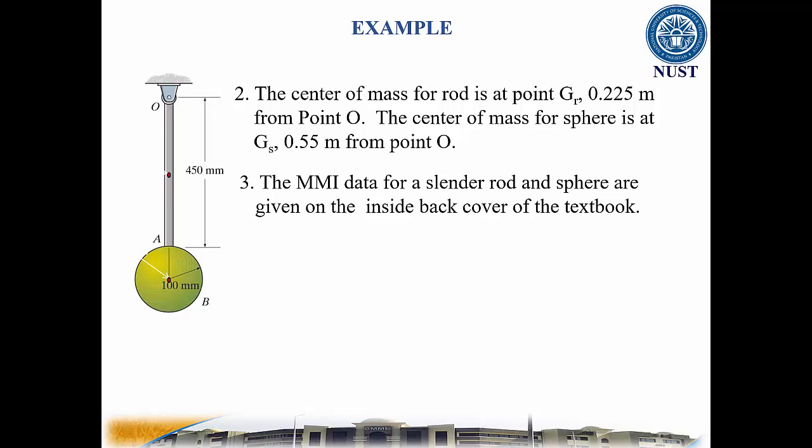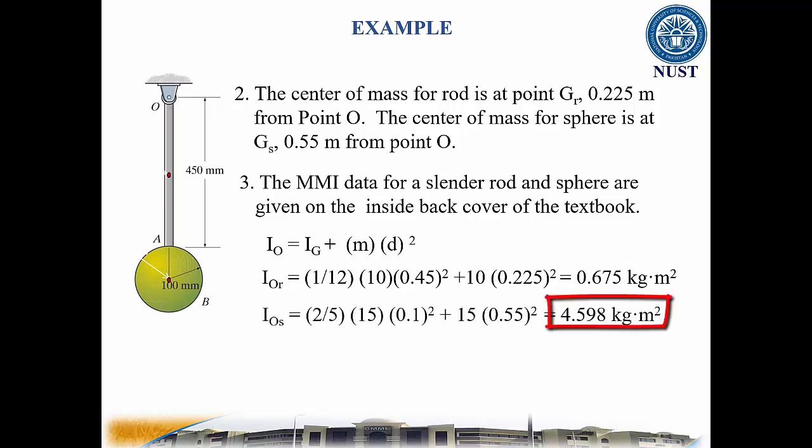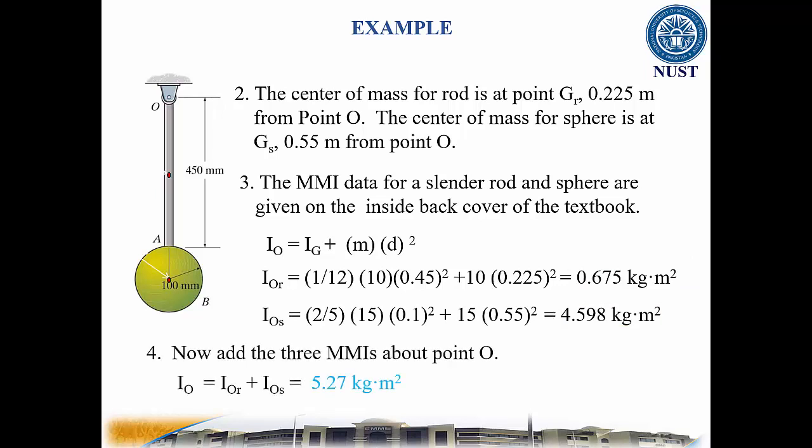According to the parallel axis theorem, Io equals Ig plus m d squared. Ig is for the center of mass of the composite body. The mass moment of inertia for the rod is equal to 0.675 kg times square meter, and the mass moment of inertia for the sphere is equal to 4.598 kg times square meter. Now add the two mass moments of inertia about point O. We get the mass moment of inertia for the composite body, 5.27 kg times square meter.